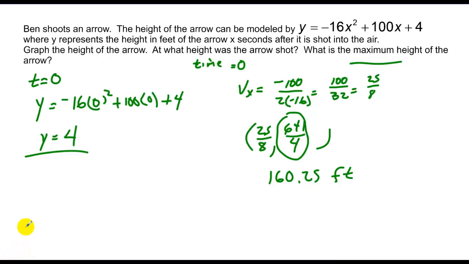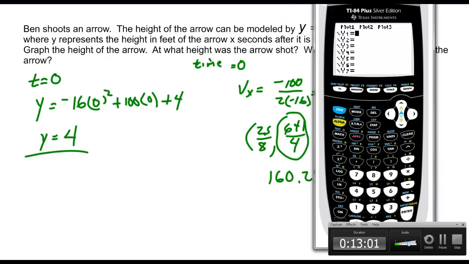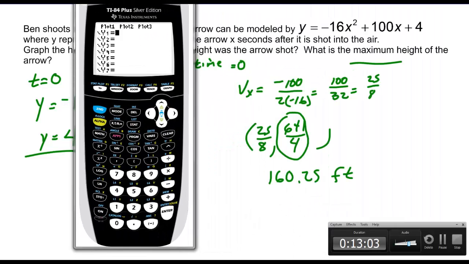Now, another way we can do that same problem is on the calculator. So if we get our calculator out and graph this equation, negative 16x squared plus 100x plus 4. So I go negative 16x squared plus 100x plus 4. And I hit graph. Take a look at what's going to happen. The parabola goes up and it comes down, but I never see the high point of it.